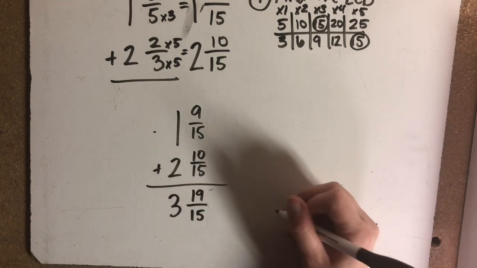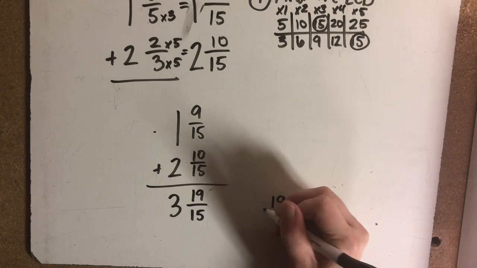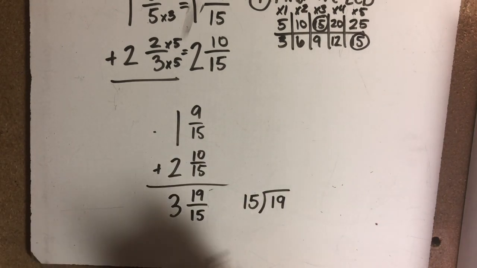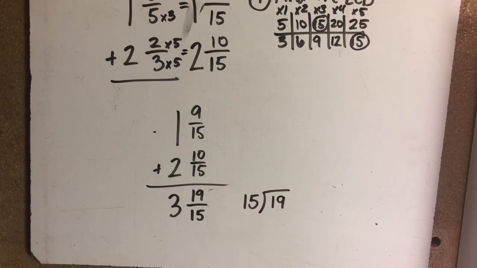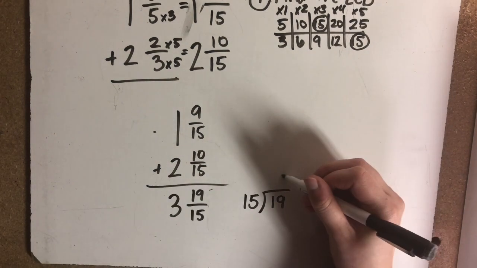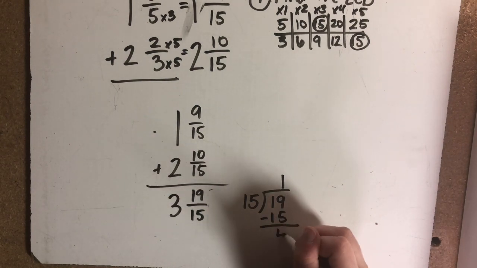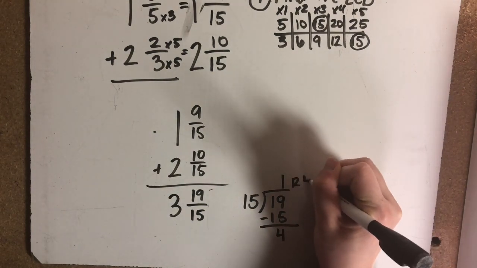So to do that, I'm going to write a division equation. I'm going to do 19 divided by 15. Okay, so I need to ask how many times can 15 go into 19? And it can go in 1 time. I'm going to subtract 15, and I get a remainder of 4.